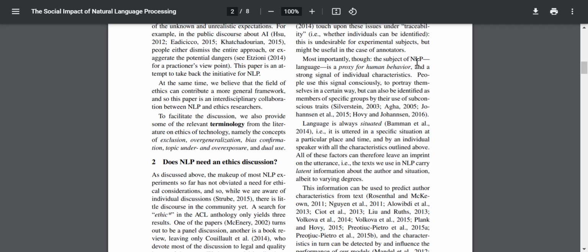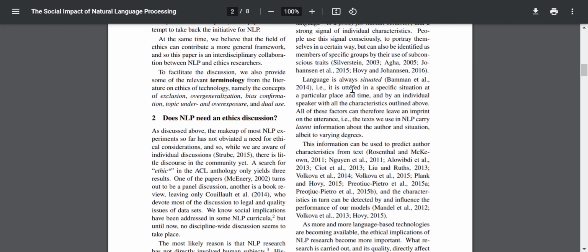So most importantly, the subject of an NLP language is a proxy for human behavior and a strong signal of individual characteristics. People use this signal consciously to portray themselves in a certain way, but can also be identified as members of specific groups by the use of subconscious traits. Okay, so this is a heavy sentence. Basically, humans love to portray themselves as something, but some innate traits within them often reveal their true nature.